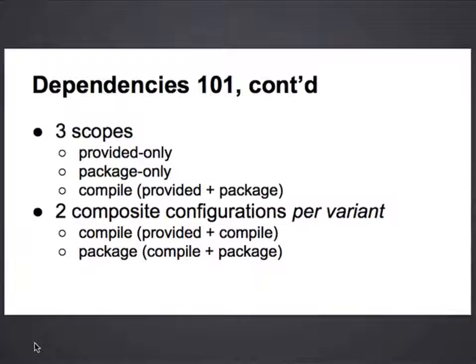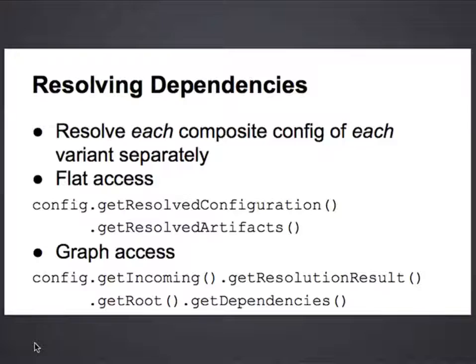But we do have to resolve every single one separately because we need to make sure that the resolution strategy that potentially you put in place is for that particular variant. So every time you compile, you have to go and resolve all of those 10 different ones separately, even though potentially they contain the same thing, but you don't really know.